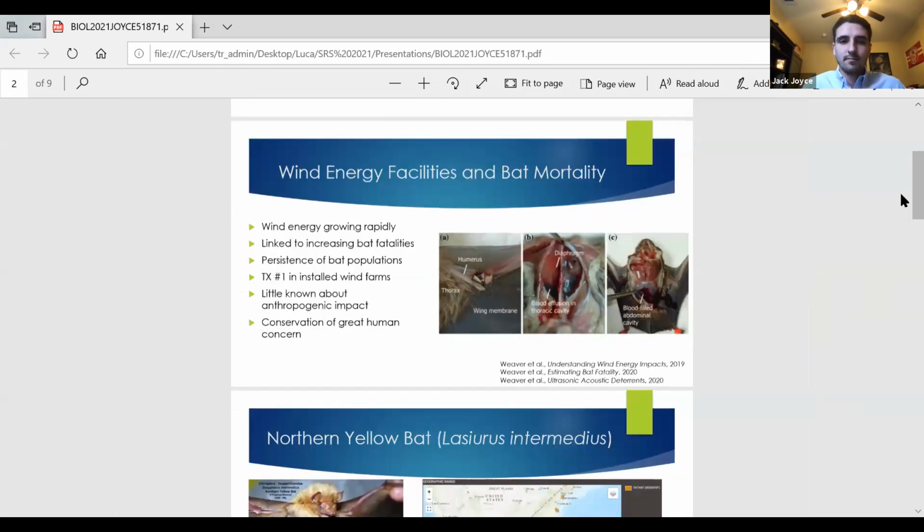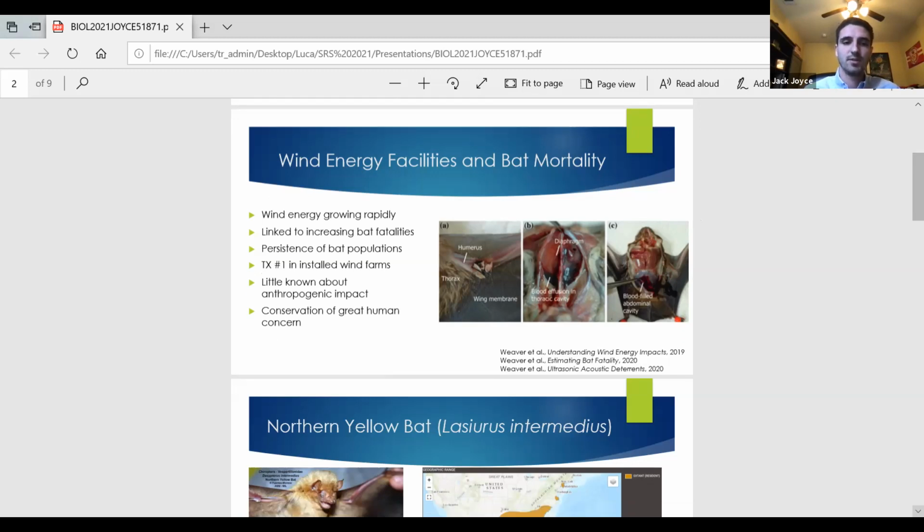So I'll just re-summarize what I've said here. Essentially, wind energy is growing rapidly in the US. It's becoming the #1 source of clean renewable energy, but it is linked to increasing bat fatalities, as you can see in these images here, through blunt force trauma and barotrauma. This brings up concern about the persistence of bat populations, and their conservation is of great human concern.